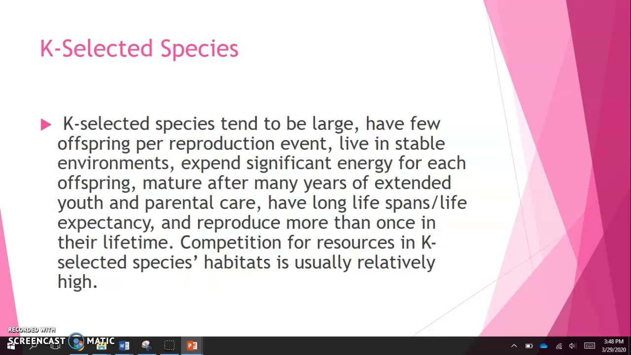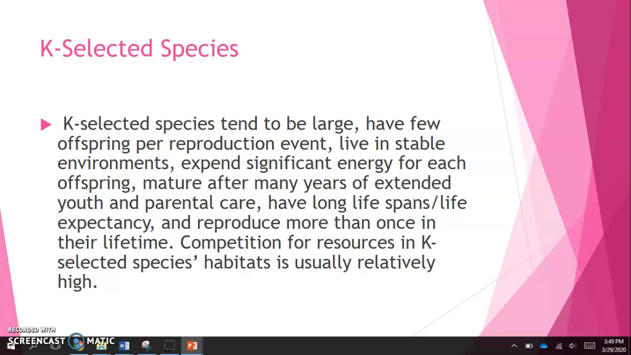So K-selected species tend to be larger. They have few offspring per reproduction event. They live typically in stable environments. They spend a lot of energy for each offspring, mature after many years of extended youth and parental care, and they typically have longer lifespans and life expectancy. They reproduce more than once in their lifetime, and their competition for resources in K-selected species habitats is usually relatively high.